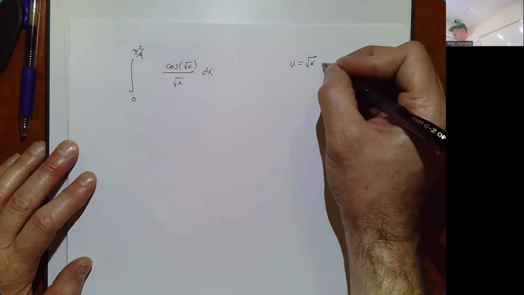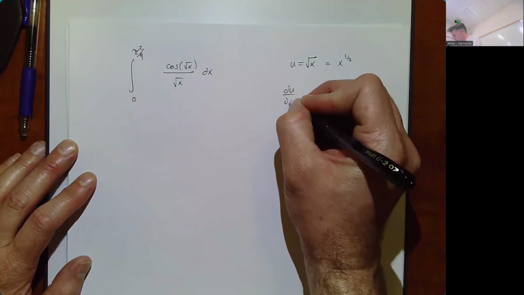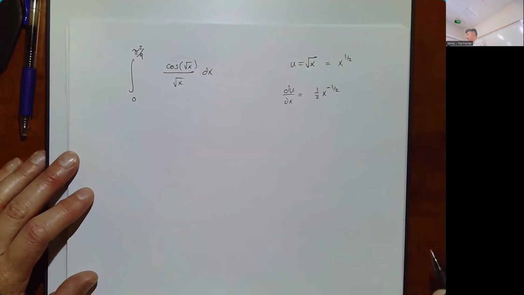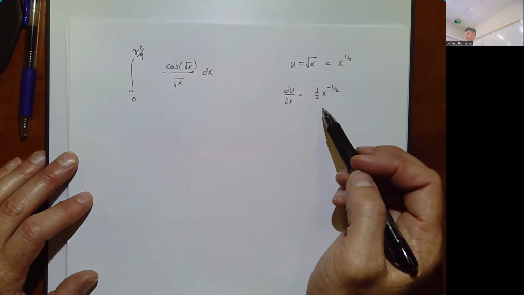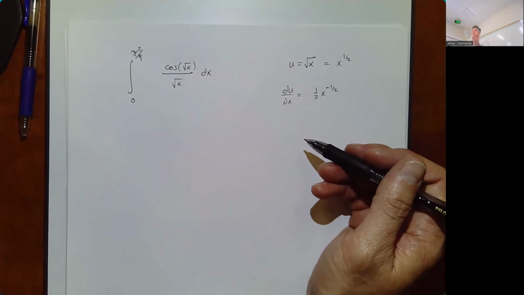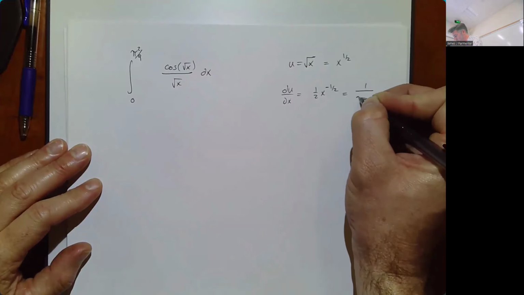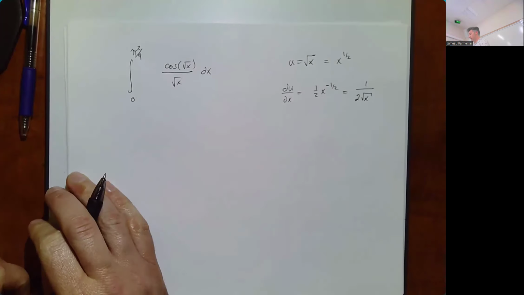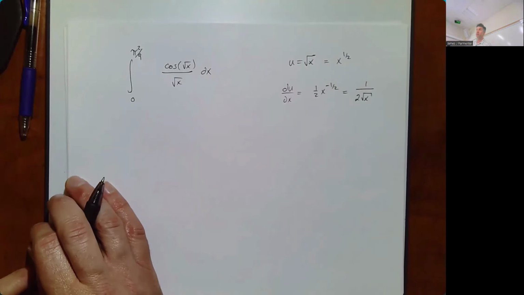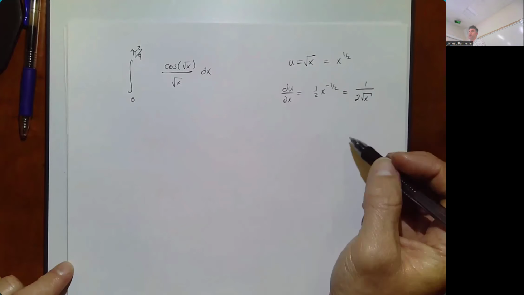So if u is the square root of x, let's write that as x to the 1/2. My du dx is going to be 1/2 x to the negative 1/2. I would not love to leave it this way because it makes it harder for me to see what I want to see. I would encourage you all to get used to taking the derivative of the square root of x and immediately rewriting it as 1 over 2 square root of x. X to the negative 1/2 is the same as 1 over x to the 1/2, which is the same as 1 over the square root of x. So the derivative of the square root of x is 1 over 2 root x every time.